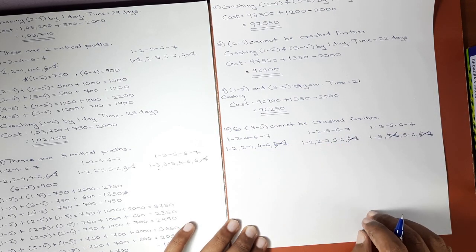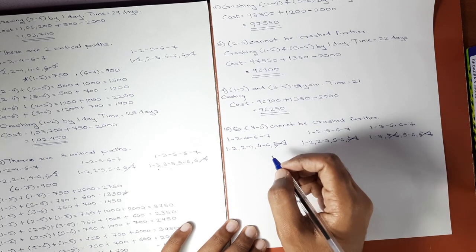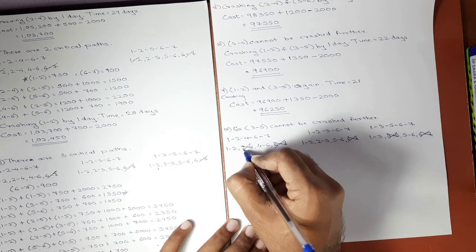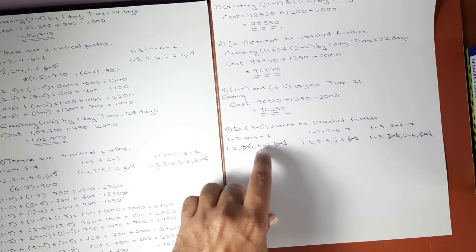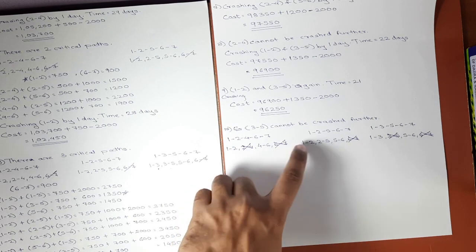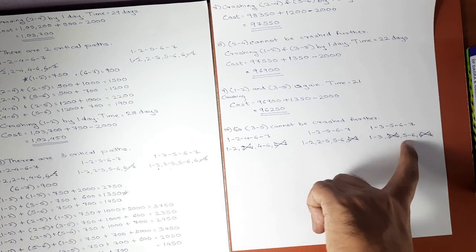Okay, and activity 2 4 is also out of the picture. Now the remaining activities are activity 1 2, activity 4 6, activity 1 2, 2 5, 5 6, activity 1 3 and 5 6.